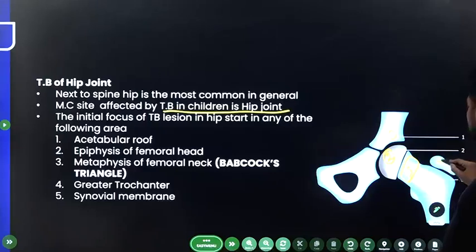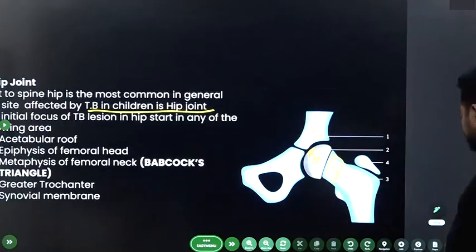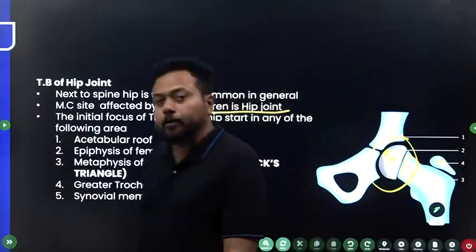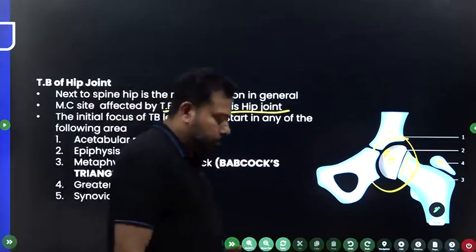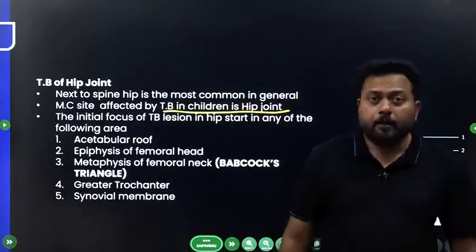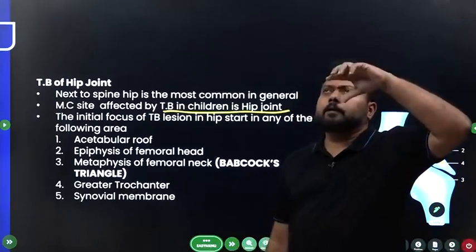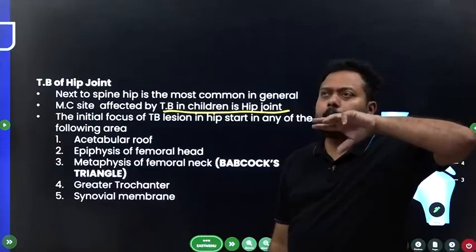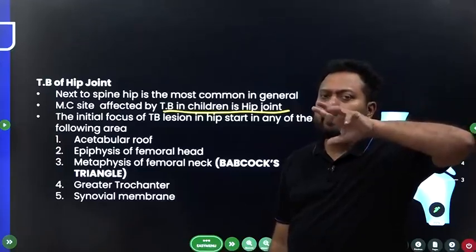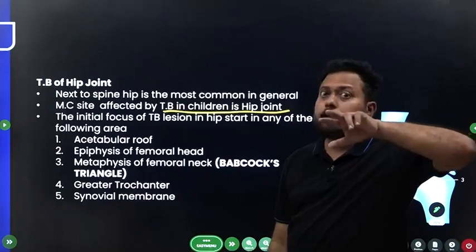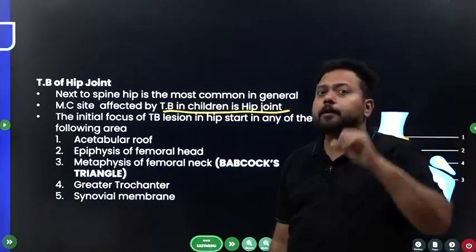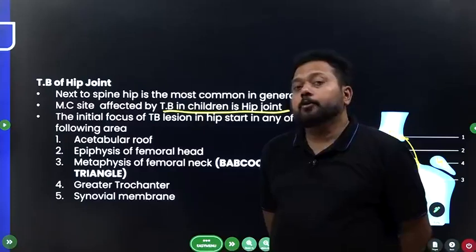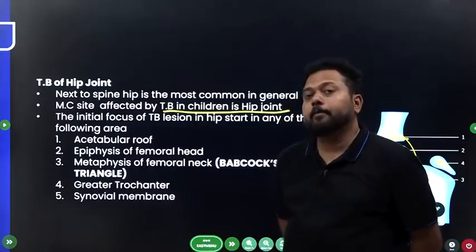Number 4, greater trochanter. Number 5, it can be in the synovial membrane. So these are the common sites. Once a question was asked about the first site of infection of skeletal tuberculosis. In the spine, the paradiscal area is very commonly affected, and the center of the body of the spine is very much affected. Similarly, if they ask for the most common or earliest site involved in tuberculosis of the hip joint, we have to answer acetabular roof.